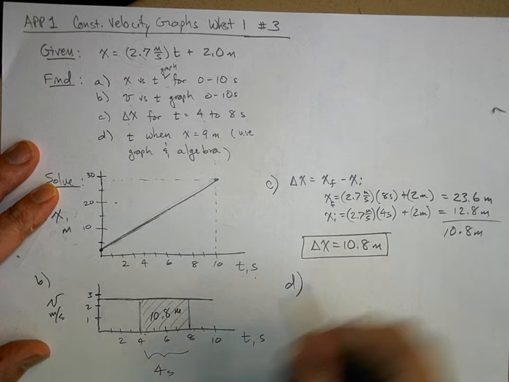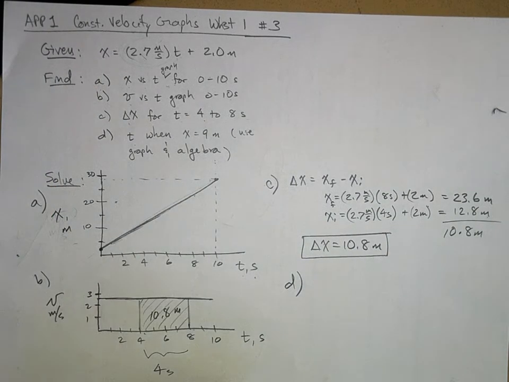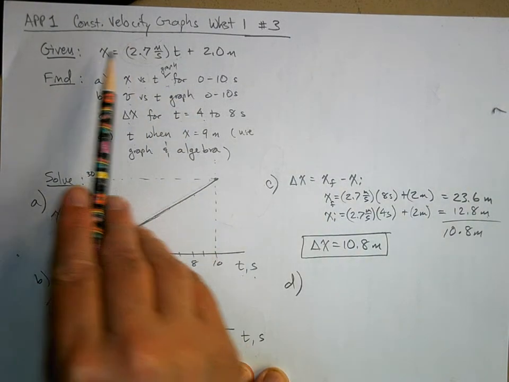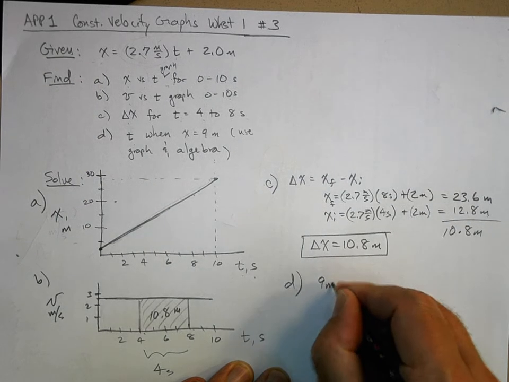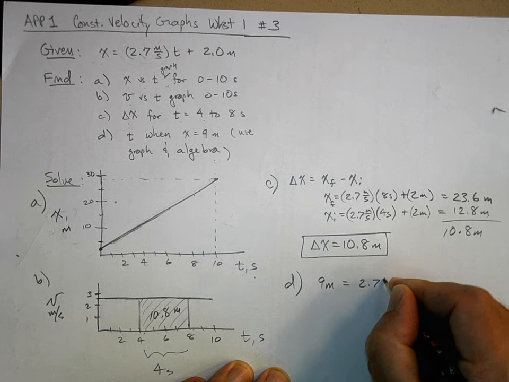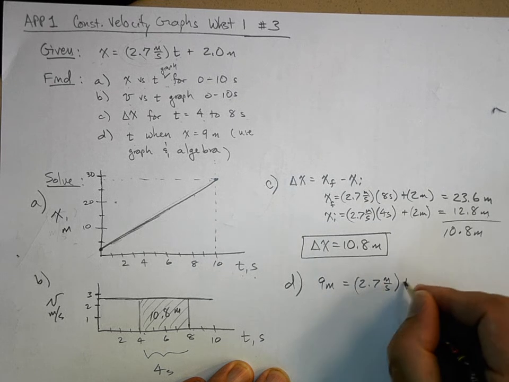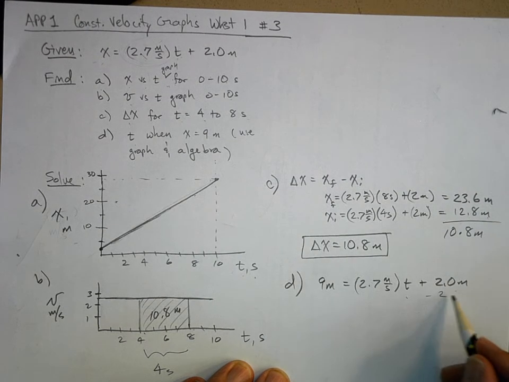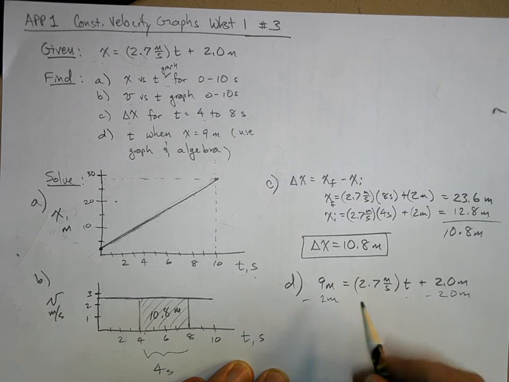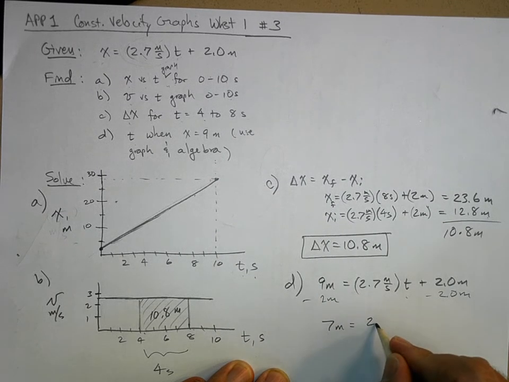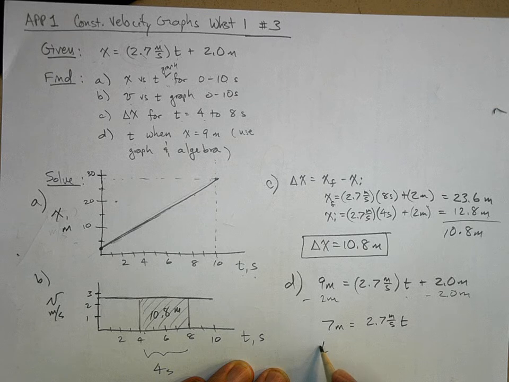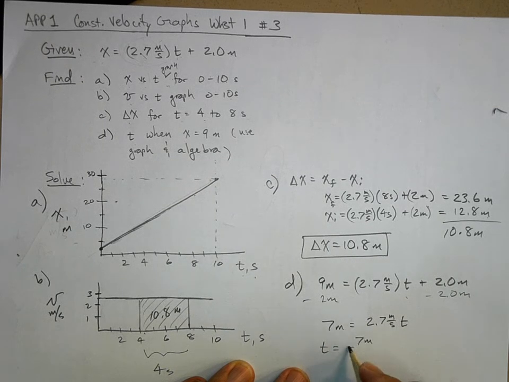And then for part D, the time when x equals 9 meters. We start off with our equation here, but we put in 9 meters there. So 9 meters equals 2.7 meters per second times time plus 2.0 meters. I want to solve for time, so I'm going to subtract 2 meters from both sides. And I get 7 meters equals 2.7 meters per second times time. Then I divide both sides by 2.7, and I get time equals 7 meters divided by 2.7 meters per second.